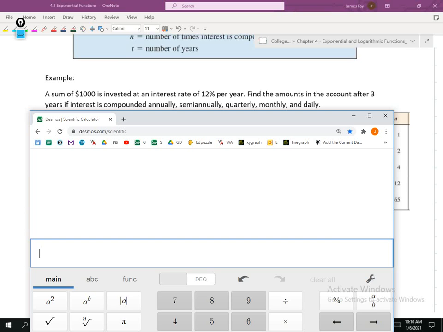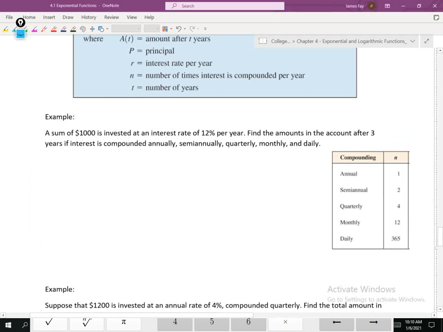Yesterday, I believe we ended on this question where it says a sum of $1,000 invested, interest rate 12%. All interest rates, when you go to a bank, when you go buy a car, go buy a home, get a credit card, they're all provided as annual interest rates. So if I go to Edward Jones or whatever, and I've got something that's got a 3% interest rate, that's an annual interest rate.